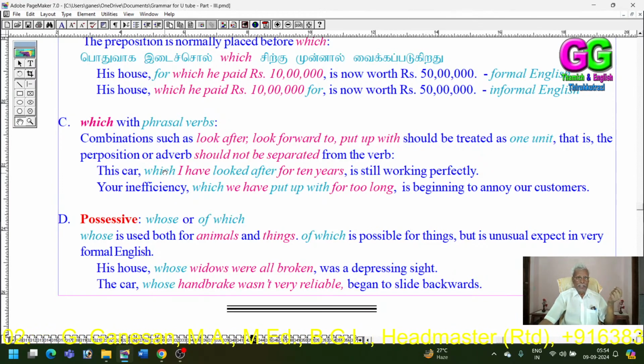That's all. Here, which is the relative pronoun used as the object. Looked after is the phrasal verb. Looked after is the phrasal verb. Here, inefficiency, which we have put up with for too long, is beginning to annoy our customers. Here, inefficiency, which we have put up with for too long, is now beginning to annoy our customers.